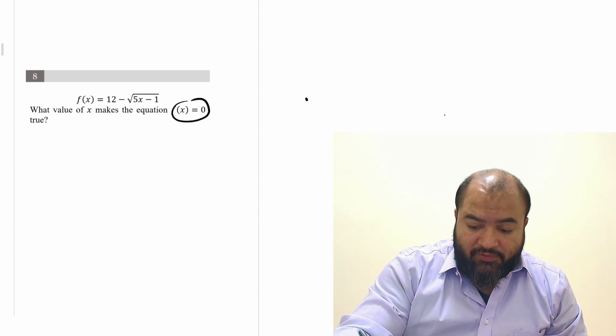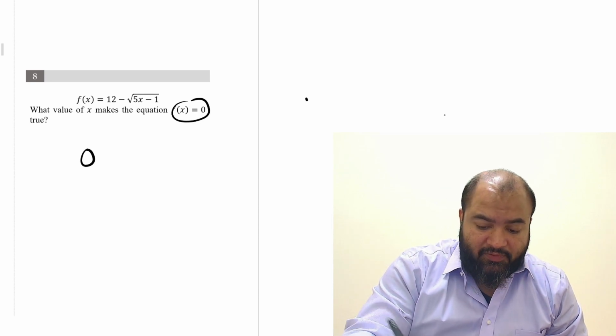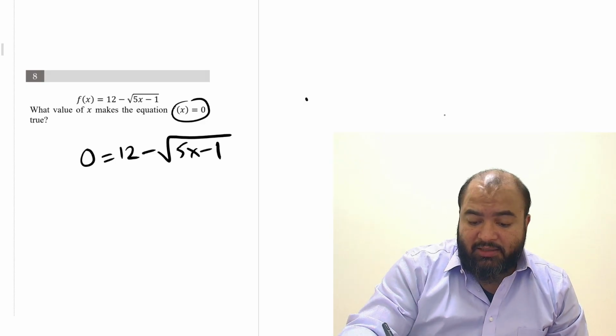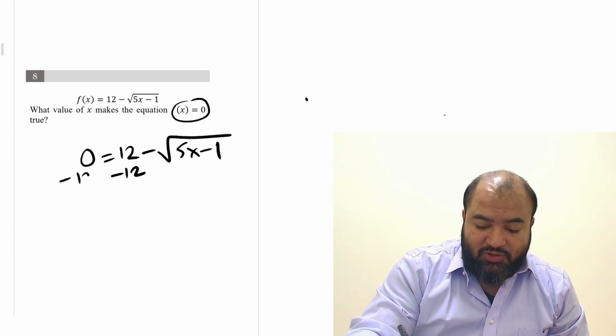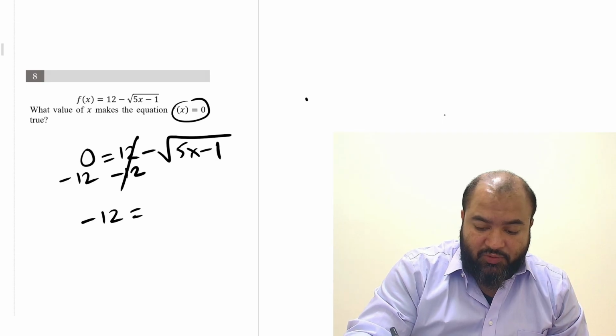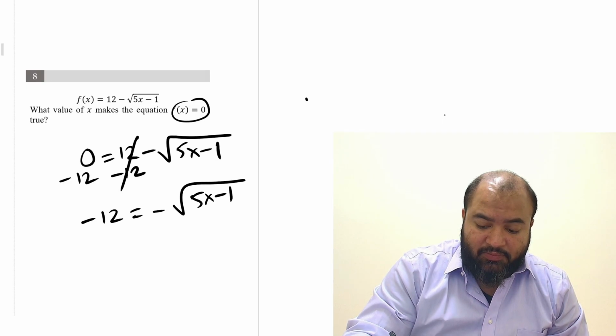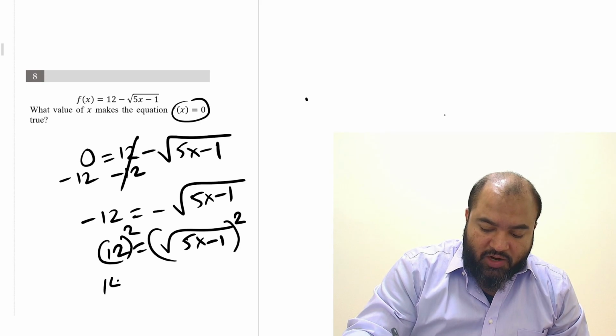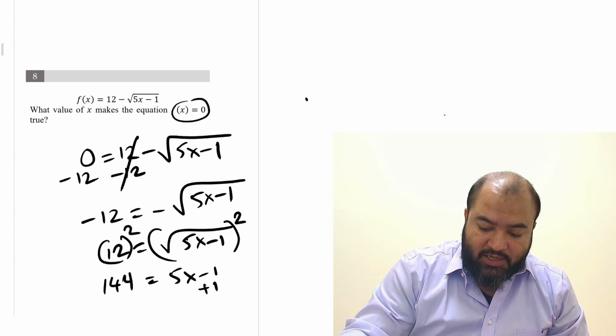What value of x makes the equation f of x equal to 0? So they want f of x is 0. So I'm going to plug in f of x is 0 equal to 12 minus square root of 5x minus 1. You can plug it into Desmos if you want, but I'll just solve it. No big deal. Negative 12 minus square root of 5x minus 1. So negative cancel out. So 12 equal to square root of 5x minus 1. Just square both sides. So 144 equal to 5x minus 1, plus 1 both sides.